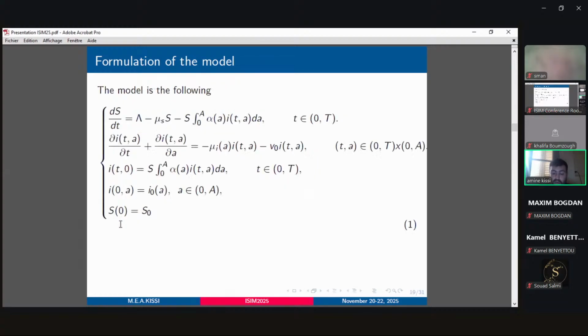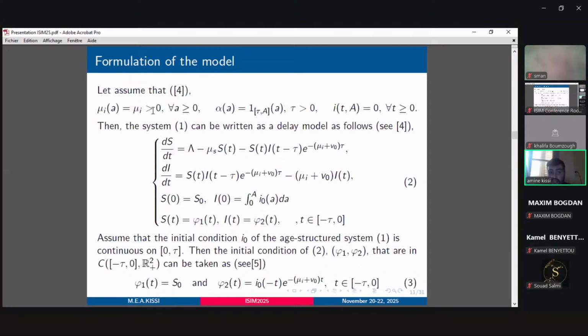So our model is the following. The first equation, for susceptible olive trees, is an ordinary differential equation, and the second one is a partial differential equation that models the infected olive trees. After that, we assume that here mu_I(a) is a positive constant.